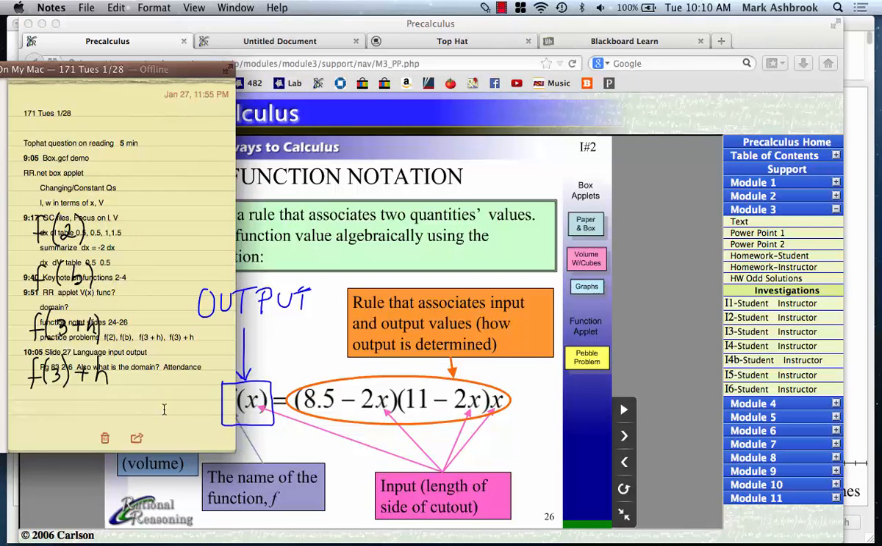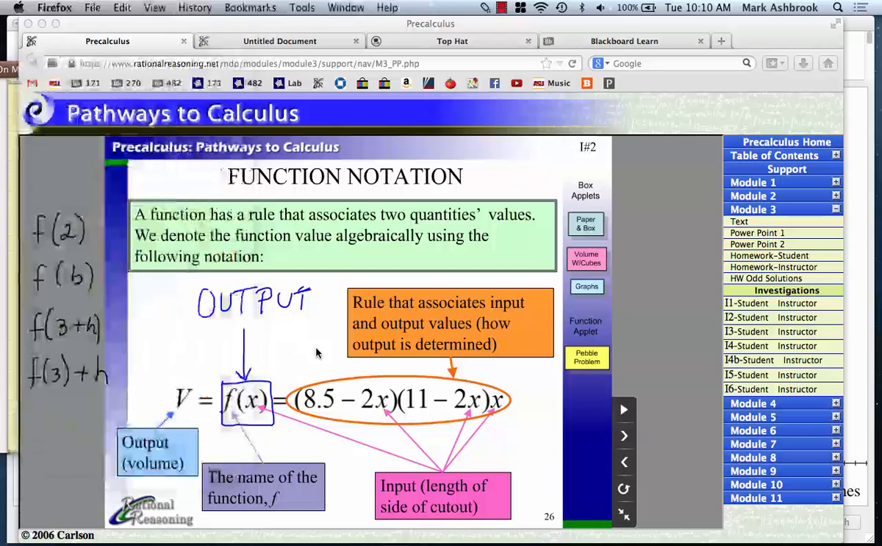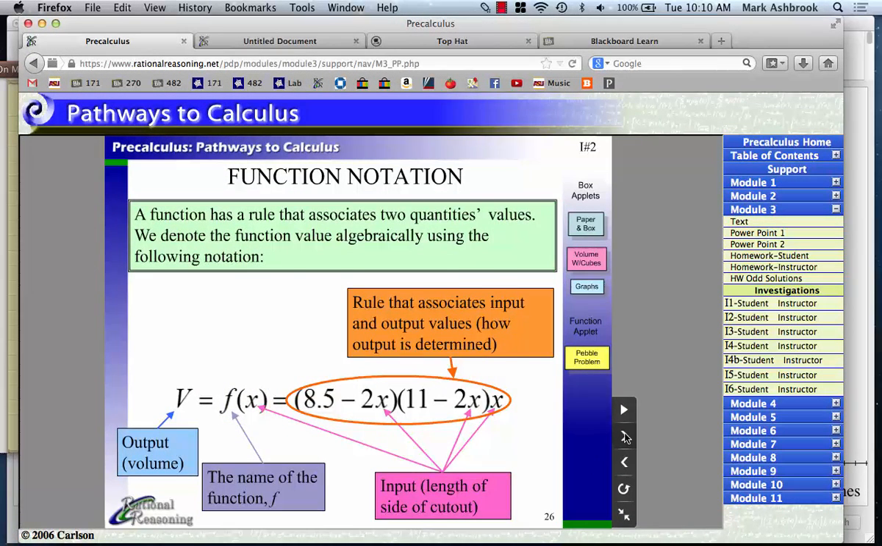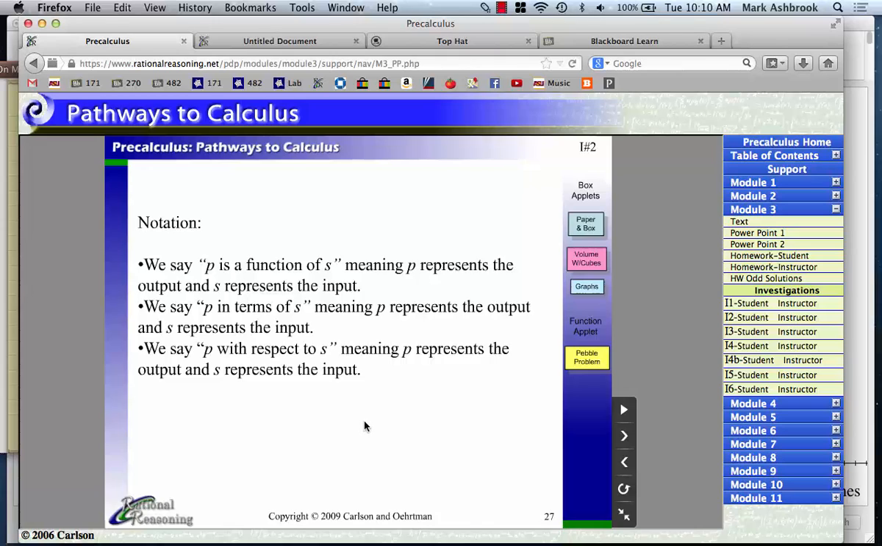Okay, so let's talk about the language. A little bit of time left. So the language of input and output. We say P is a function of S. So this is like f is a function of x.